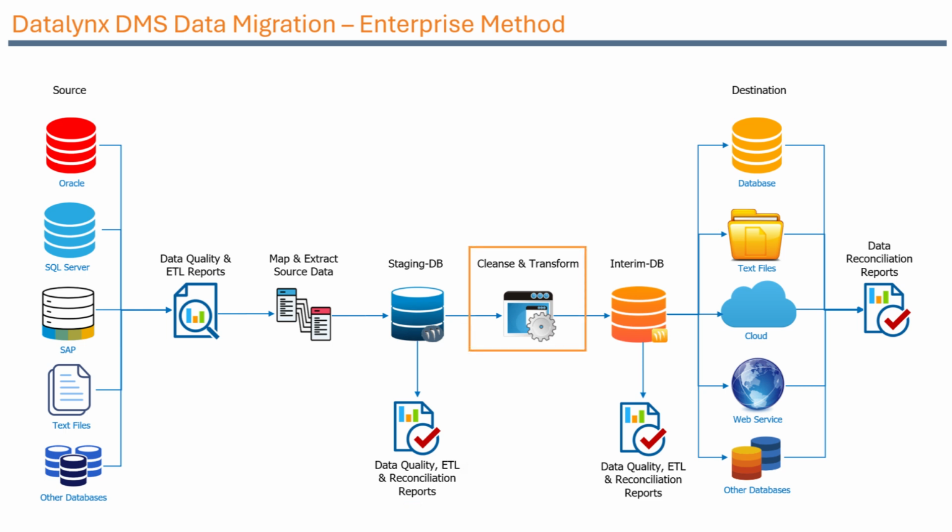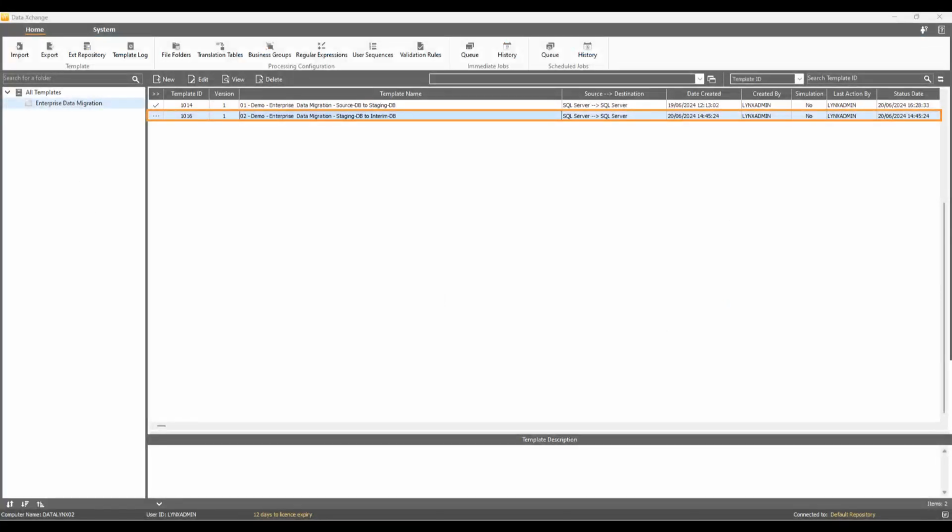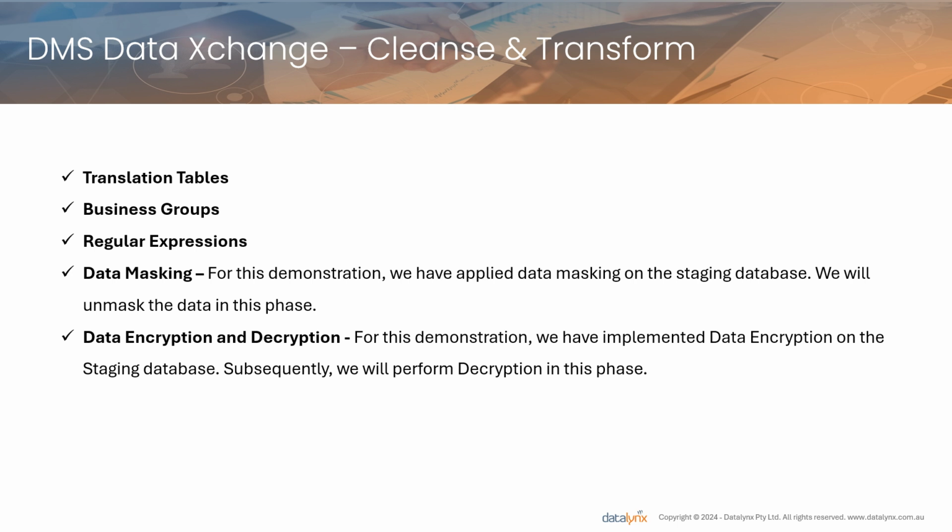To do this phase, we have created a new template and connected to the staging database using DMS Data Exchange. To perform cleansing and transformation, we will utilize DMS Data Exchange functionalities such as translation tables, business groups, regular expressions, data masking. For this demonstration, we have already applied data masking on the staging database. We will unmask the data in this phase.